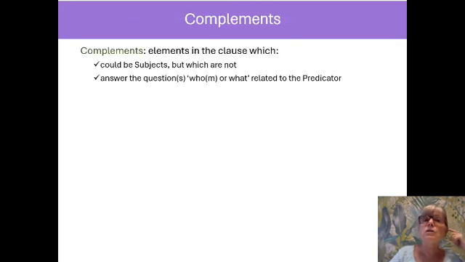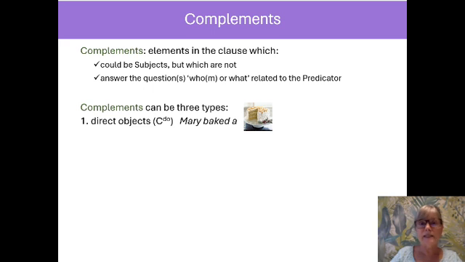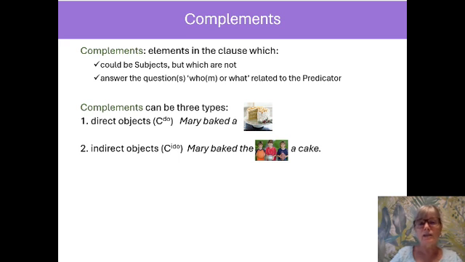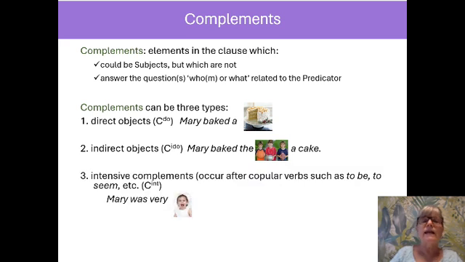Okay. Complements are elements in the clause which could be subjects but which are not. They answer the questions who or what related to the predicator. There are three types. Direct object complement. Mary baked a cake. What did she bake? She baked a cake. Indirect object complements. Mary baked the boys a cake. Who did she bake the cake for? The boys, right? Indirect object. And intensive complements, which occur after copular verbs such as to be, to seem, etc. And so those are just Int, and Mary was very happy.